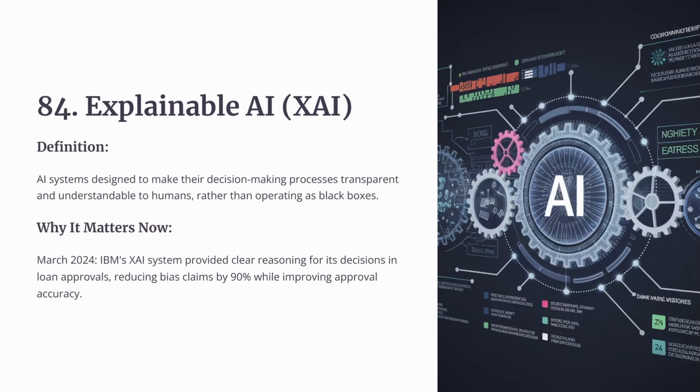Explainable AI systems are designed to make their decision-making processes transparent and understandable to humans rather than operating as black boxes. Think of the difference between a judge who just announces a verdict and one who explains their reasoning. IBM's system is like having a transparent judge who can clearly explain every decision about loans, not just saying yes or no, but showing exactly how they reached that conclusion. This transparency builds trust.